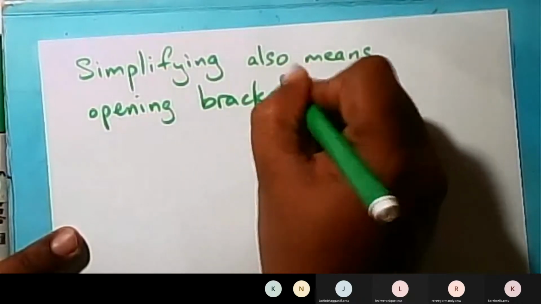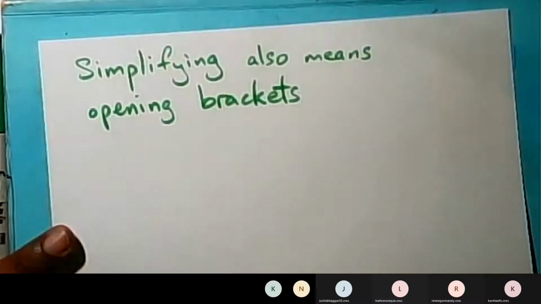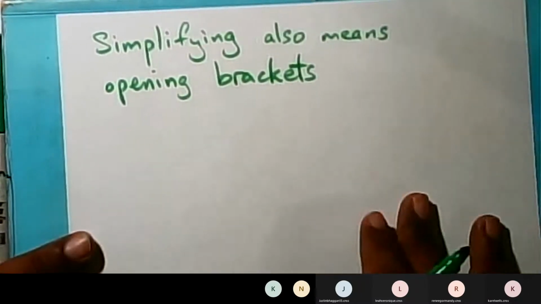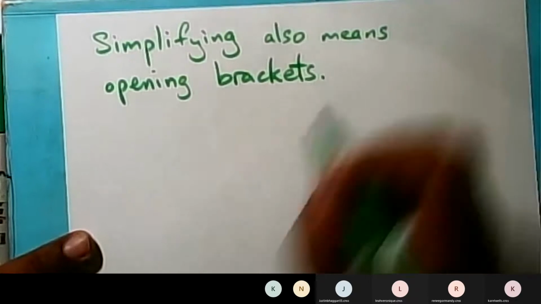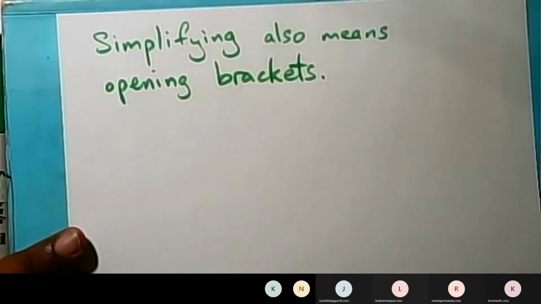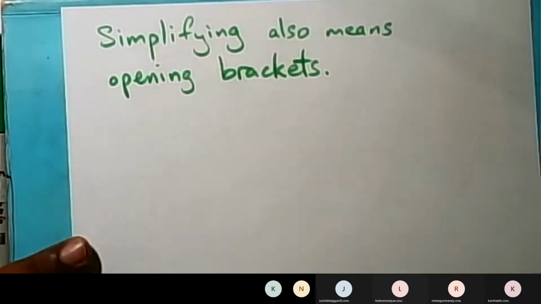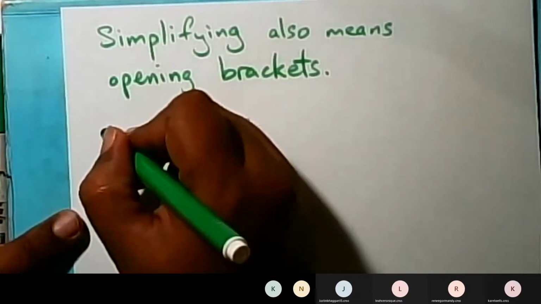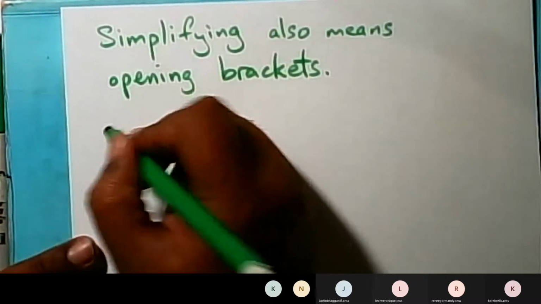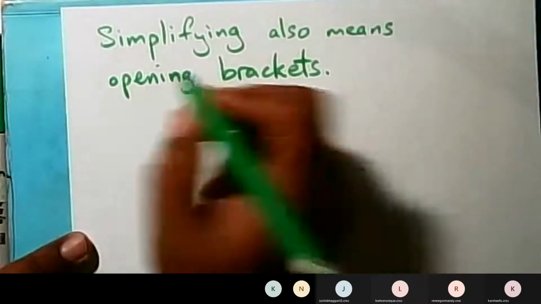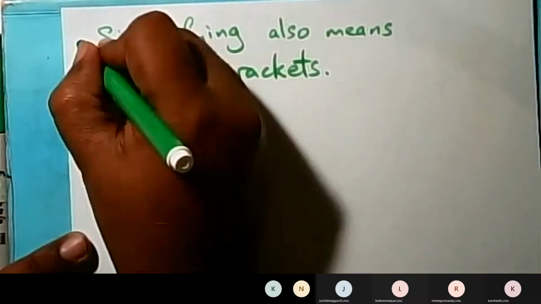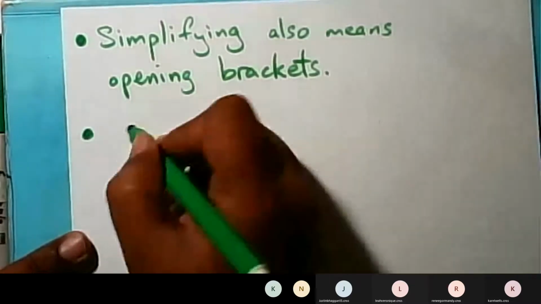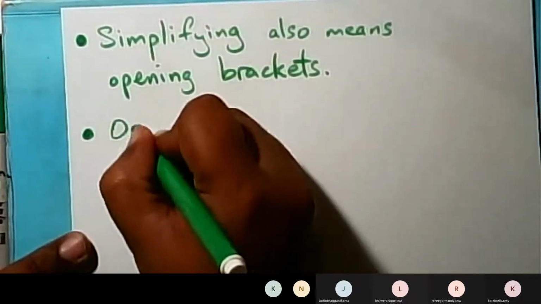So if there were brackets around, they don't call that simple. That is kind of complicated. So by opening the brackets, and in maths, when you open any brackets in a certain way, we call it the distributive law. So we're going to open brackets using something called the distributive law. So this is one point: simplifying also means opening brackets. So now we are on the topic of opening brackets.